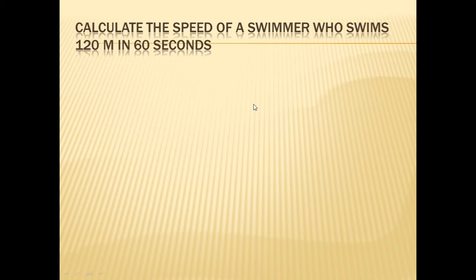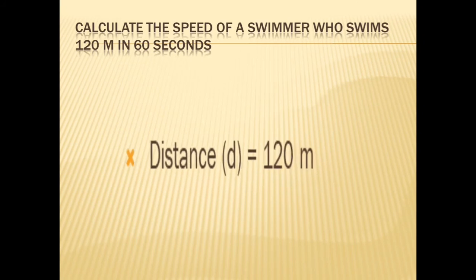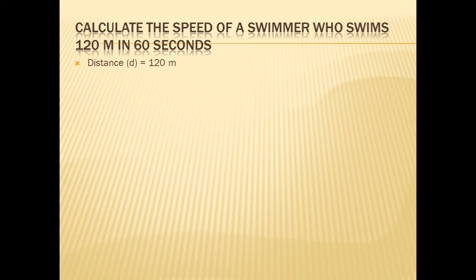Okay, let's see a small problem. Let's see a sample problem. Calculate the speed of a swimmer who swims 120 meters in 60 seconds. Okay, first of all, you have to read the problem carefully. Then you have to detect the given. Calculate the speed of a swimmer who swims 120 meters. So the distance D equals 120 meters in 60 seconds. So the time equals 60 seconds.